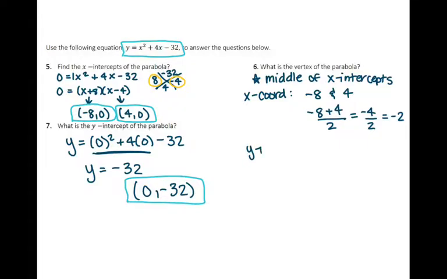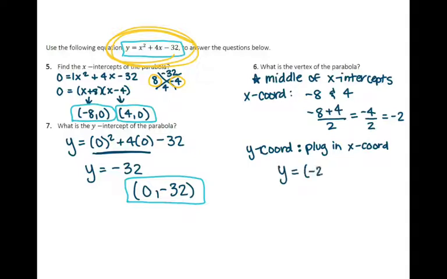For my y-coordinate, I can't spell. For my y-coordinate, what I want to do is I want to plug in the x-coordinate. But where the heck am I plugging it in? I'm plugging it into my function. So where I see an x, I am now going to replace it with a -2.